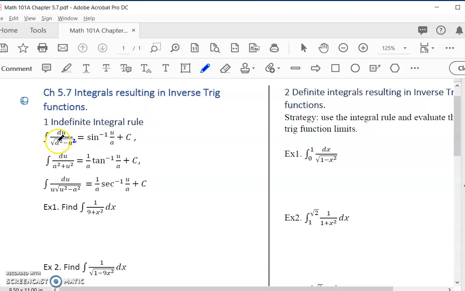Whenever you see things like this, if you do u substitution, it will be a squared minus u squared, and you expect to have 2x at the top. But this doesn't have that, it's just du at the top. So this would actually become sine inverse of u over a. Now, how do they do that? You can look at the book.